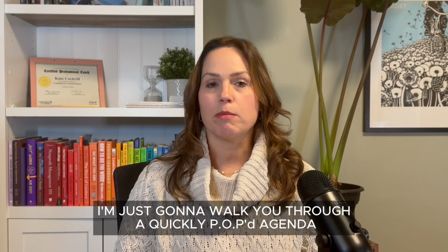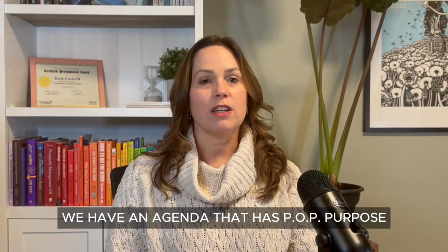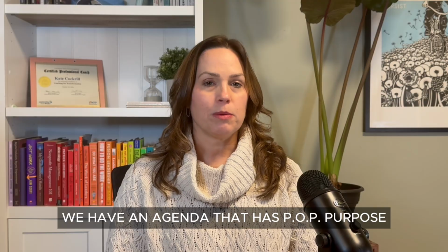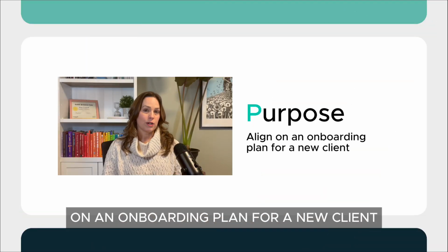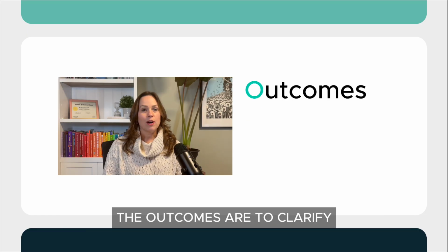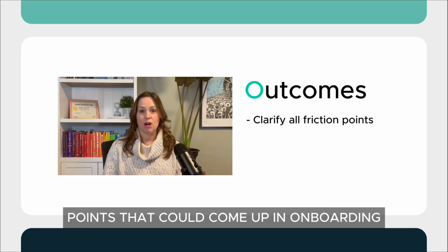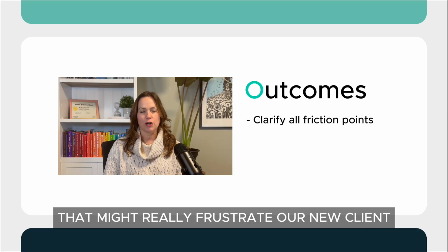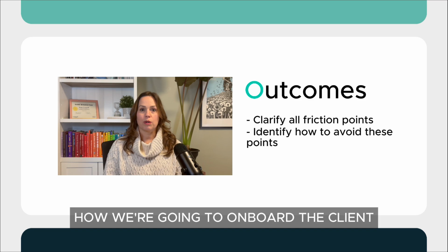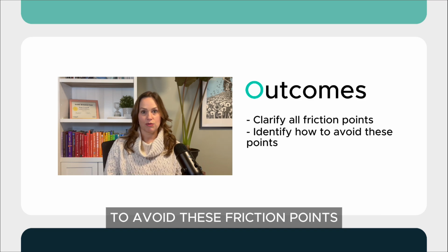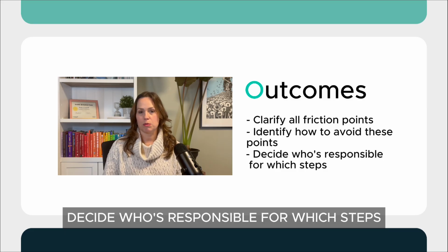So to clarify, I'm just going to walk you through a quickly popped agenda. So as you can see here, we have an agenda that has POP. Purpose, outcomes, and process. The purpose of this meeting is to align on an onboarding plan for a new client. The outcomes are to clarify all of the different friction points that could come up in onboarding that might really frustrate our new client. The second outcome is to identify how we're going to onboard the client to avoid these friction points. And the third step of this meeting is to decide who's responsible for which steps.